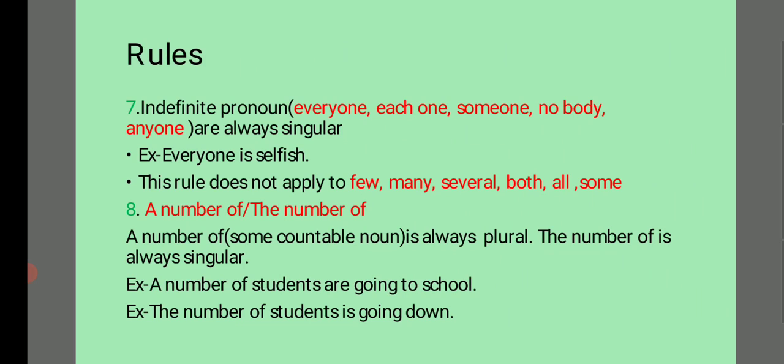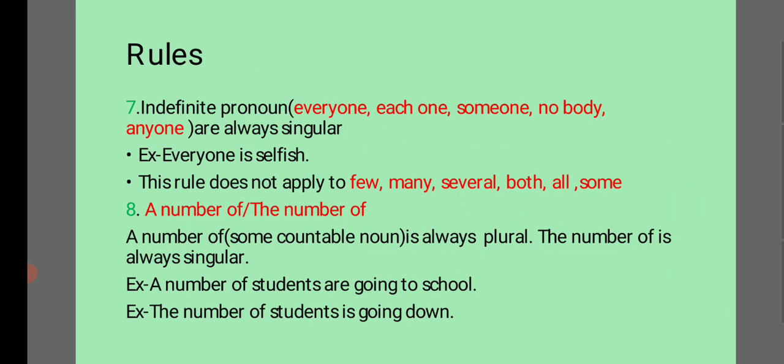Now rule number 7 is related to indefinite pronouns. बहुत से indefinite pronouns होते हैं like everyone, each one, nobody, anyone. ये ऐसे words हैं जो generalize करते हैं. हम किसी specific को directly point out करके communicate नहीं करते हैं. So such words or subjects are always considered as singular.